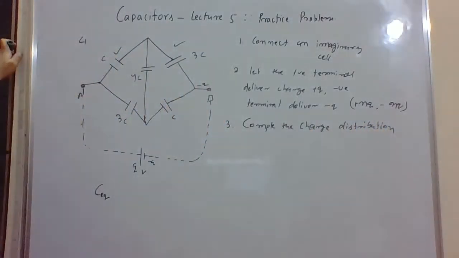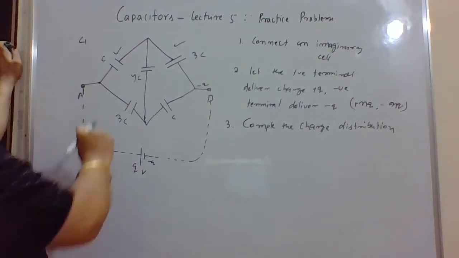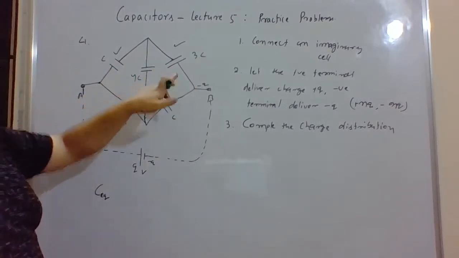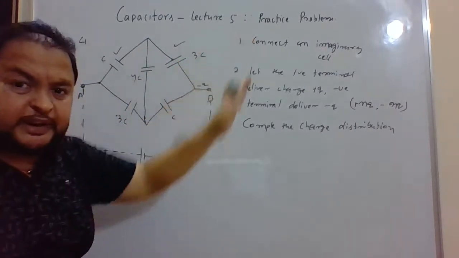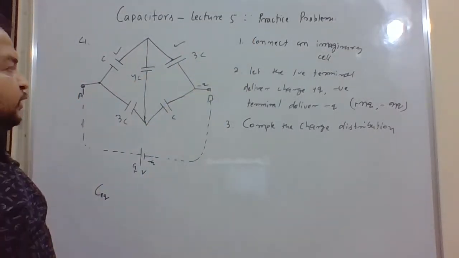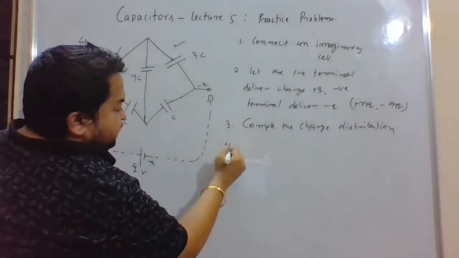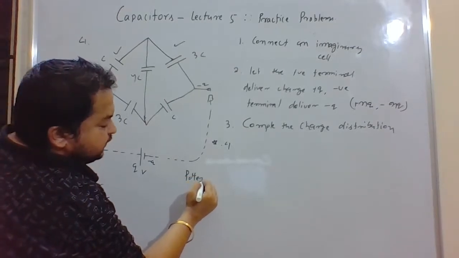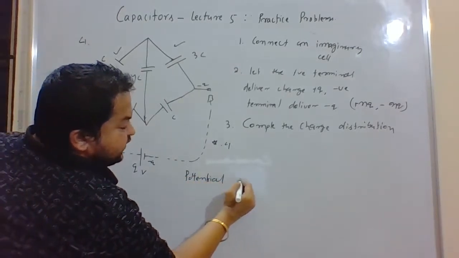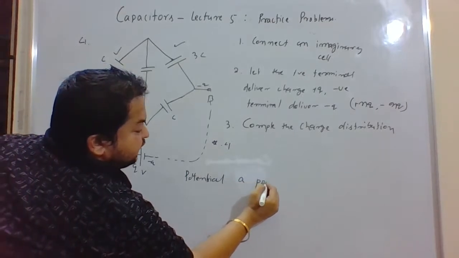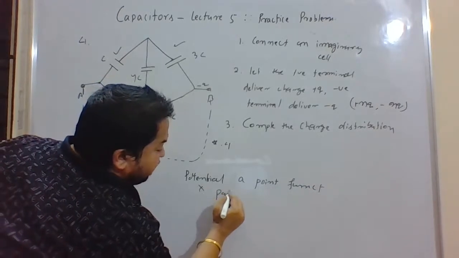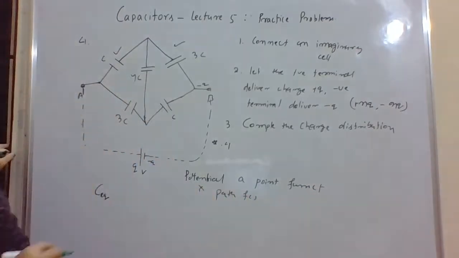Once the charge distribution is completed, you can take any of the loops, at least one loop. You can take multiple loops also. If this were a very complicated circuit, you may be required to take multiple loops. We will use a concept. We know in physics, potential is always a point function. It's not a path function. What does it mean?